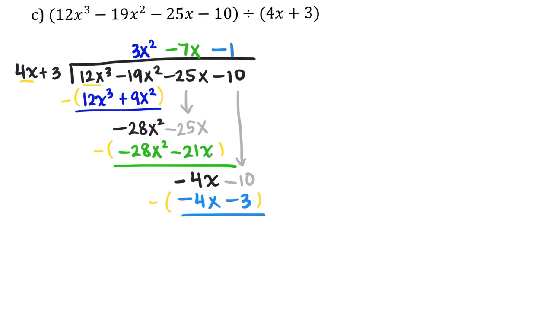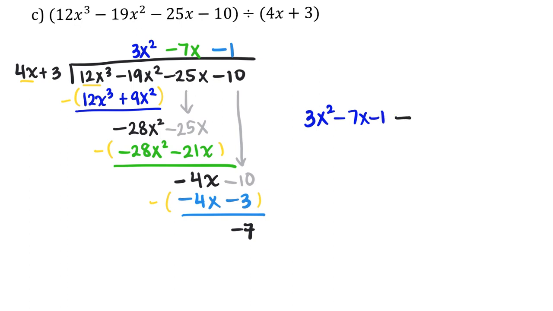Negative 4x plus 4x is nothing. Negative 10 minus negative 3 is negative 10 plus 3, which is negative 7. Remember that's my remainder. Let me write my answer. 3x squared minus 7x minus 1. My remainder is negative 7.